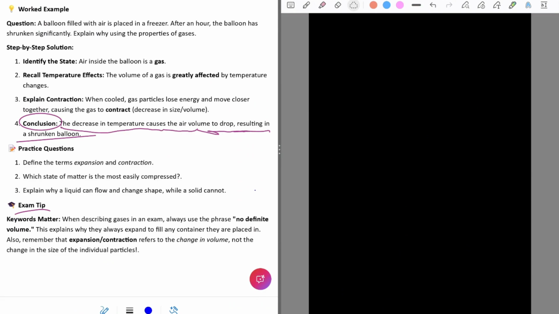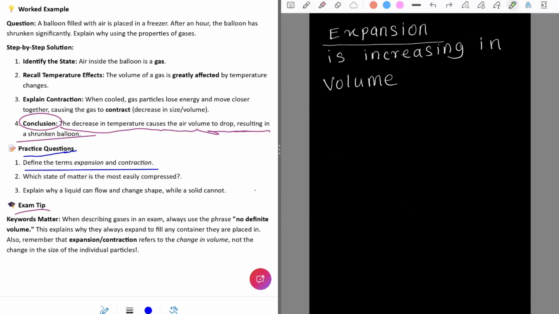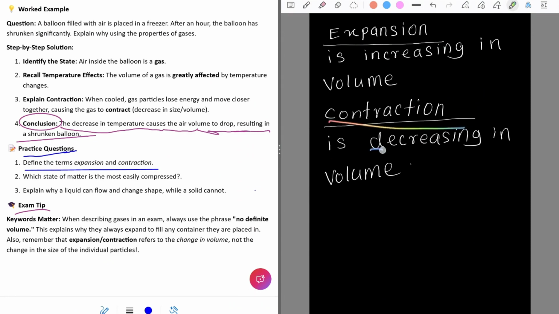Let's check these practice questions at the bottom of the tute. Define the terms expansion and contraction. Expansion is increasing in volume. So when a balloon expands, the volume increases. Contraction is decreasing in volume. Let's move on to the next question.